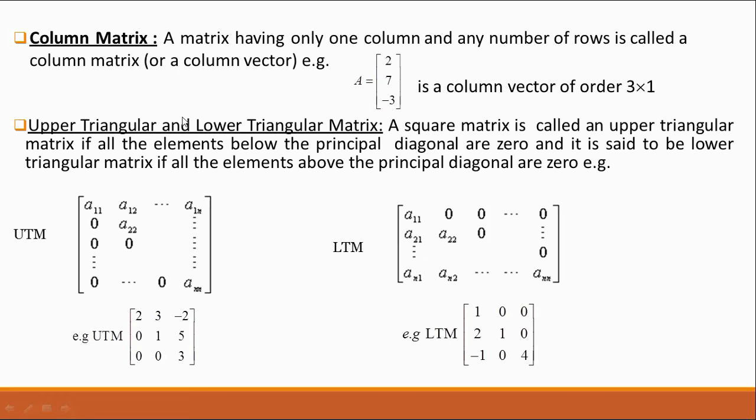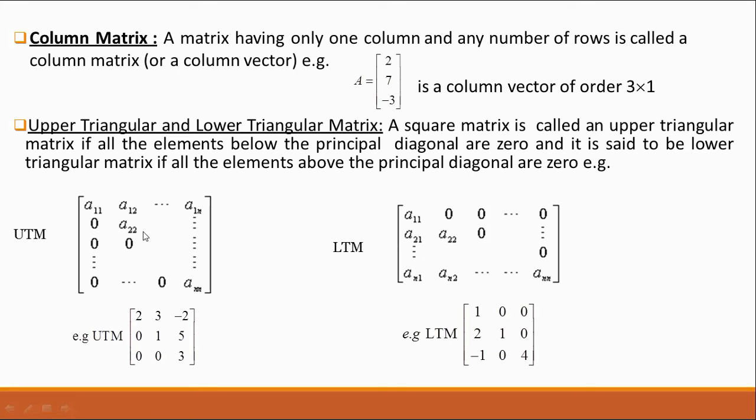Now what is an upper triangular matrix and a lower triangular matrix? A square matrix is called an upper triangular matrix if all the elements below the principal diagonal are 0, and it is said to be a lower triangular matrix if all the elements above the principal diagonal are 0.